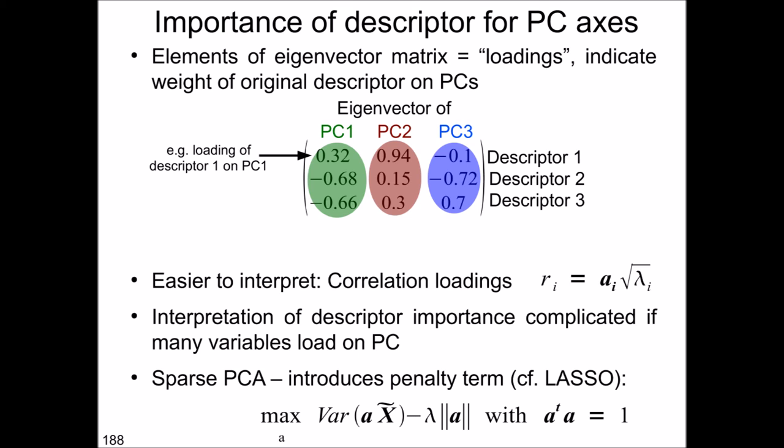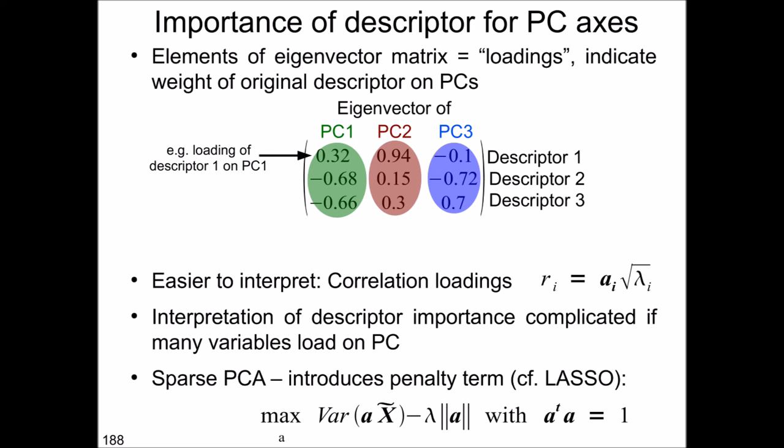So one solution is to conduct a sparse PCA, and this introduces a penalty term to the maximization problem that we've already discussed. This is similar in interpretation to the lasso that we have discussed in more detail in the course before in the context of multiple linear regression analysis. The motivating idea is that we set a penalty on the size of the elements of the eigenvectors, and basically we want to shrink some of the loadings to zero and increase the loadings of others. This means that in the end we have some descriptors that play no role because their loading becomes zero, whereas other descriptors gain a higher weight.